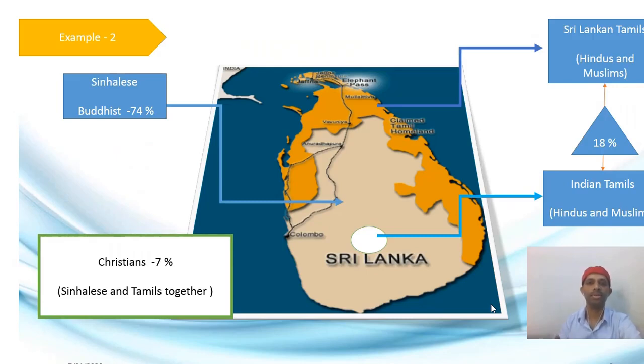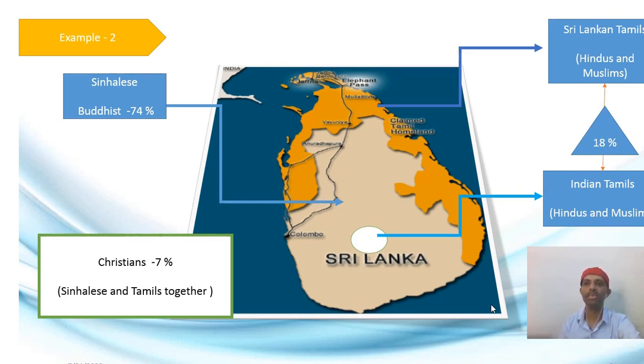Now let's take the second example. The second example is our neighboring country, Sri Lanka. Now, what are those ethnic groups in Sri Lanka? Number one, if you see the right side, the coastal area or the northern part of Sri Lanka, Sri Lankan Tamils, of course, both Hindus and Muslims. And there is a southern side, there is a white circled part where the Indian Tamils mostly live. They also, of course, include Hindus and Muslims together.